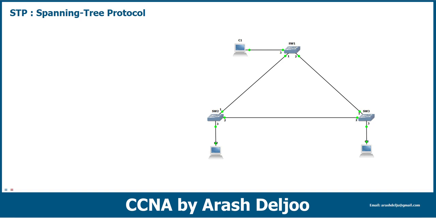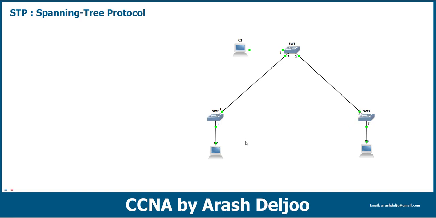Let me start talking about the STP with this scenario. In this scenario, as you can see, we have three switches, switch 1, switch 2 and switch 3, and also three PCs, PC1, PC2 and PC3. I added one link between switch 2 and switch 3 for redundancy. Let me remove this link.